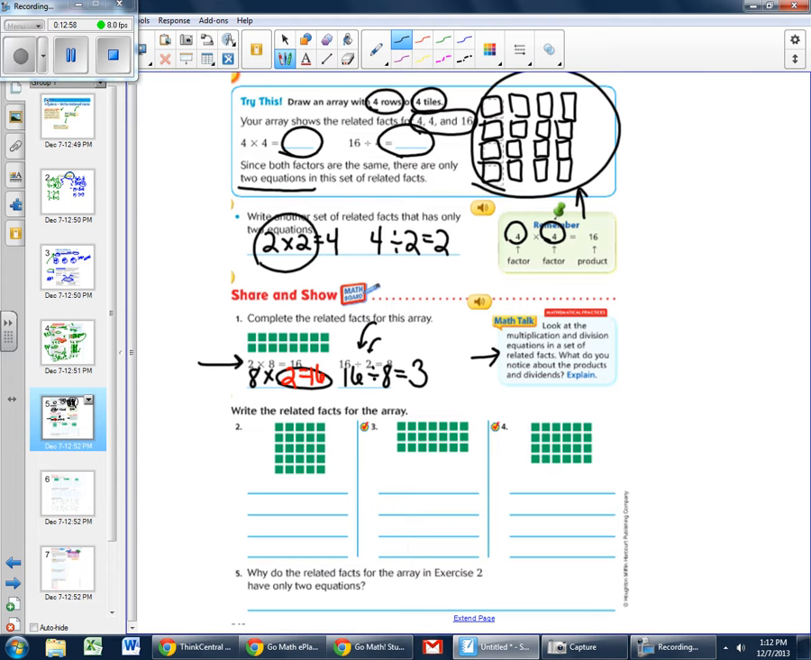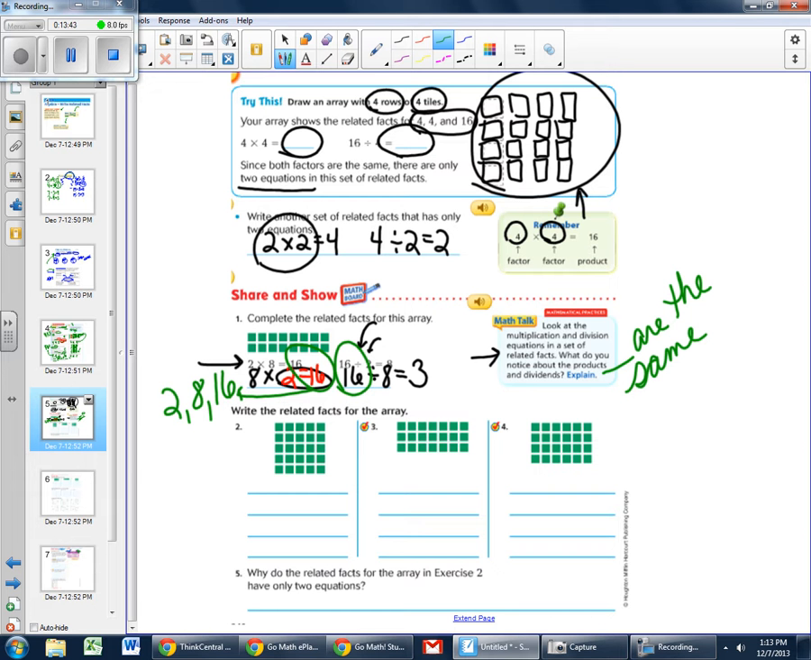Look at the multiplication and division equations in the set of related facts. What do you notice about the products and the dividends? You should notice that they are the same. Because we used the numbers 2, 8, and 16 for both of these, you'll see that these two answers are 16, and that was our biggest number. And in these two, your dividend is the 16. So your product and your dividend are the same. Just like when you did addition and subtraction, you use the bigger numbers first.